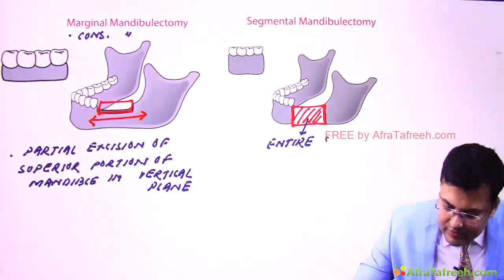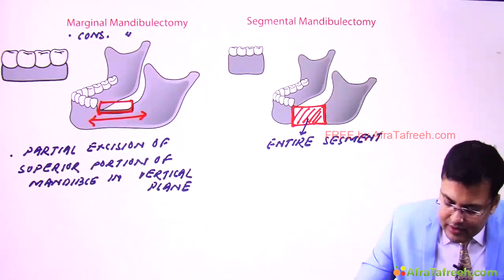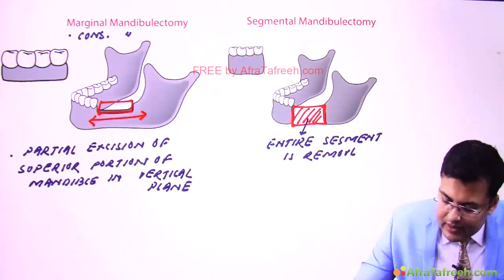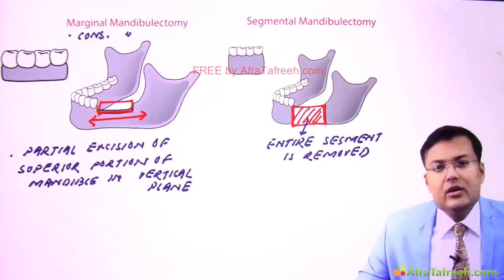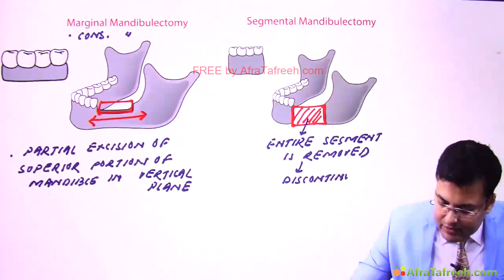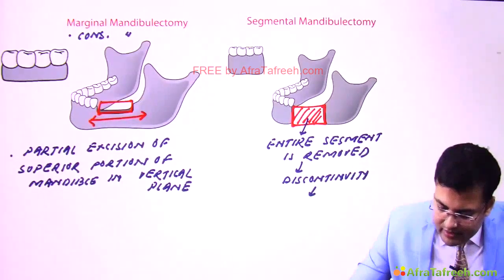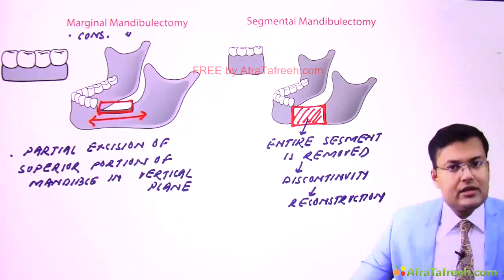So this is the marginal mandibulectomy, and in the segmental mandibulectomy, one segment or entire segment of mandible is removed. So entire segment is removed, and that's why there is discontinuity. And if discontinuity is there, what is required here? Reconstruction is required. So we require reconstruction here.